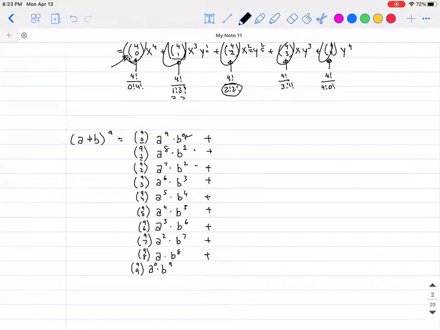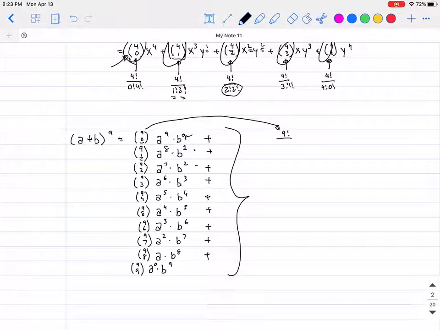If you were to write out all of this, that will be the binomial expansion we're looking for. Just to write out a few terms: 9 choose 0 is going to be 9 factorial over 9 factorial times 0 factorial, multiplied by a to the ninth multiplied by b to the 0.